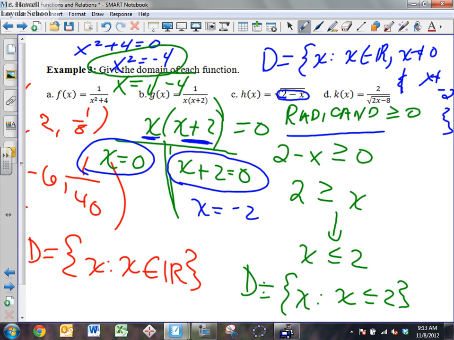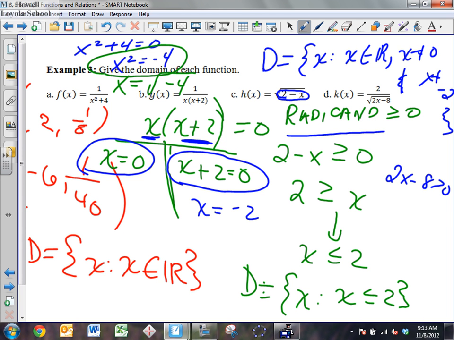Agreed? But what do we know about a denominator? What can we not have in the denominator? Manny? In the denominator, not the radical. 0. So I want to set it greater than or equal to 0, but we know it can't be 0 because it's in the denominator. So instead of greater than or equal to 0, just greater than 0. So let's take our radicand now, 2x minus 8, and set it greater than 0 instead of greater than or equal to. Because it can be positive, but it can no longer be 0 because it's in the denominator.